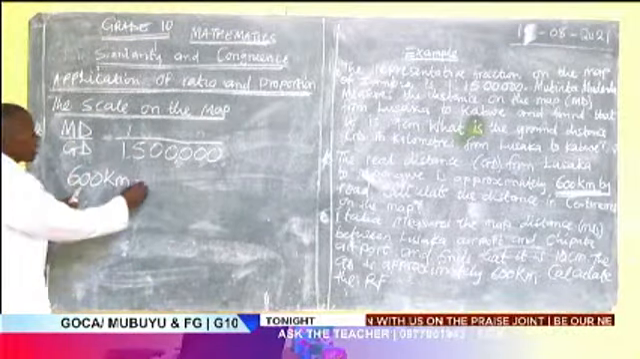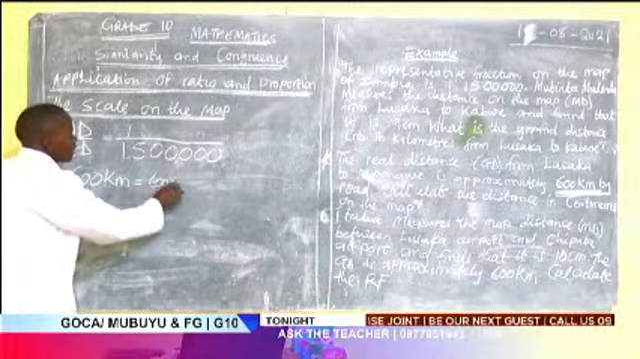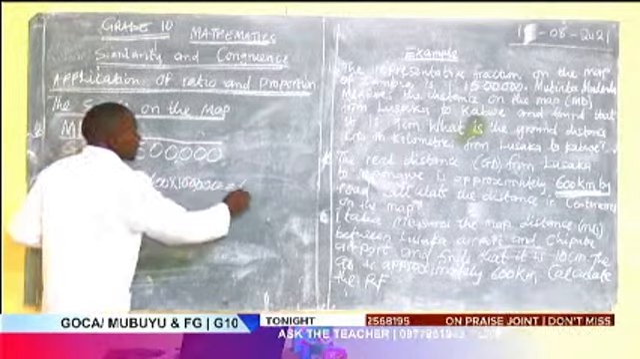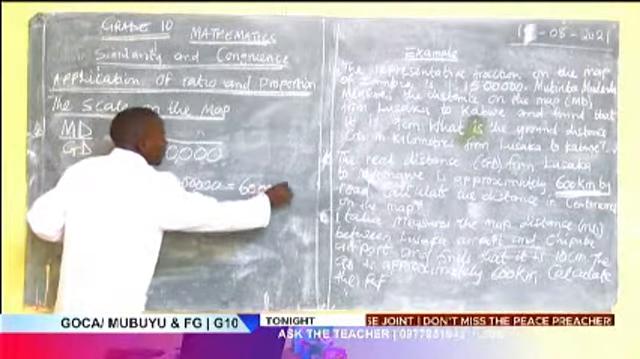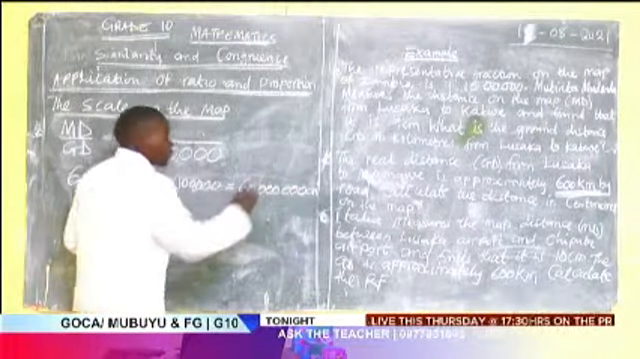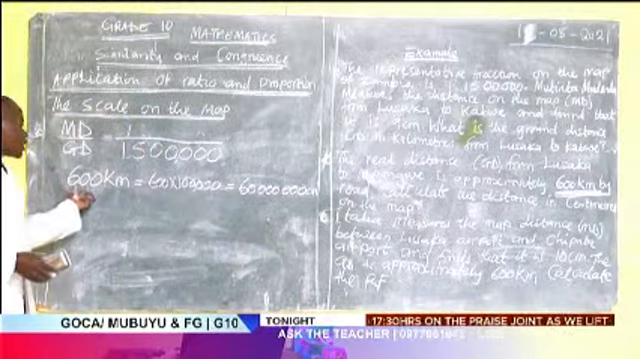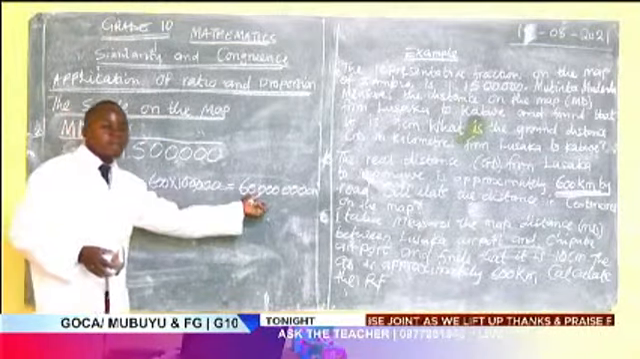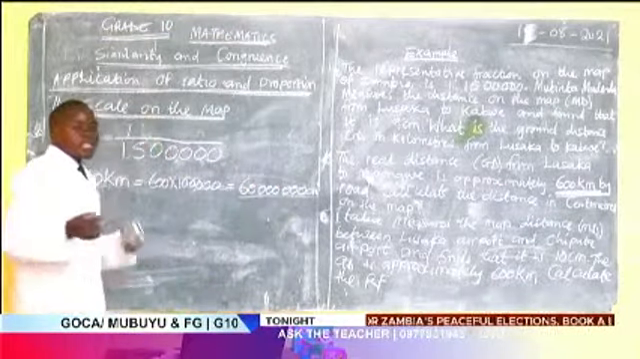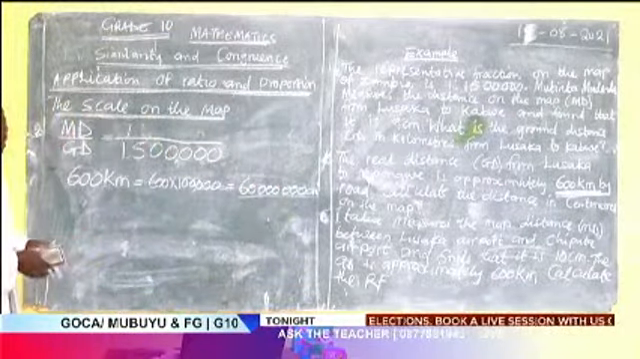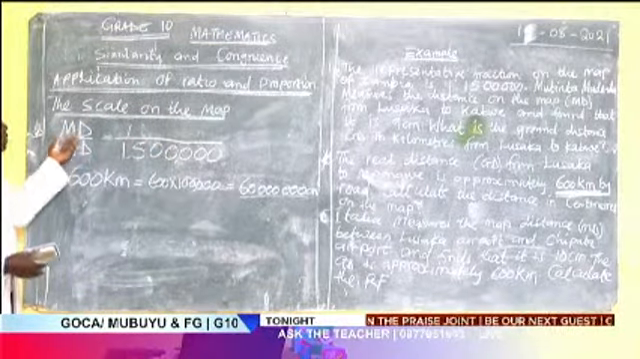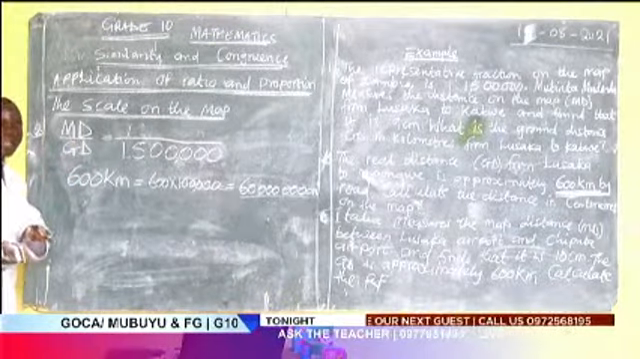So once you multiply here, 600 times 100,000, we get 60 million. Now this 60 million is in centimeters. So 600 kilometers is equivalent to 60 million centimeters. So we shall use this one, which is in centimeters, and put it where there is the distance on the ground. And the distance on the map, we do not know. It's the one that we want to find.